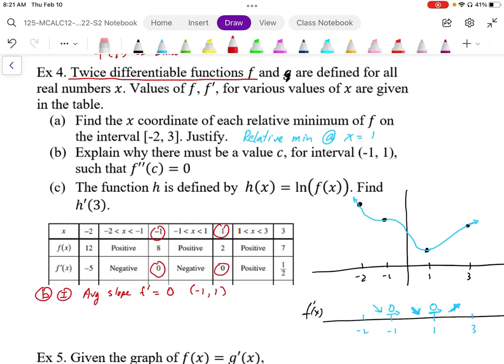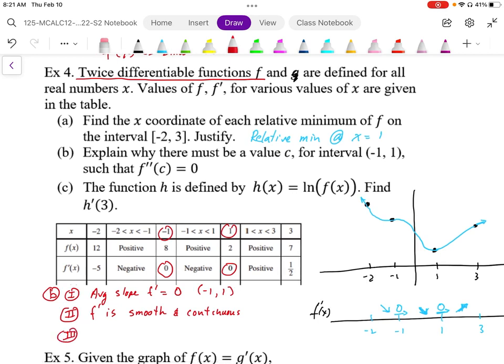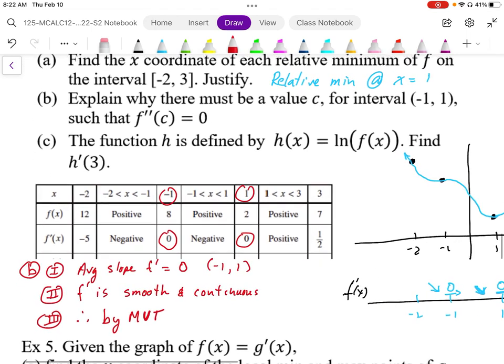The second part is, I know that the f prime graph is smooth and continuous, because of the twice differentiability of the f function. Since it's smooth and continuous, now I have the condition to apply the mean value theorem. Therefore, by the mean value theorem, we know that the second derivative, or the slope of the slope, must exist at some point equal to 0, where c is in the interval from -1 to 1.